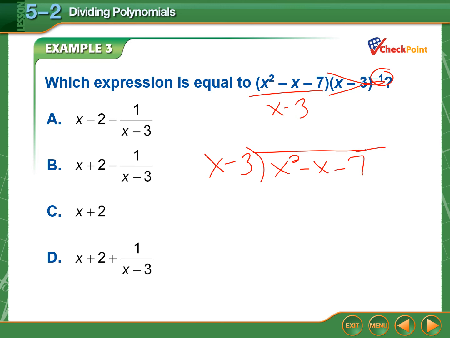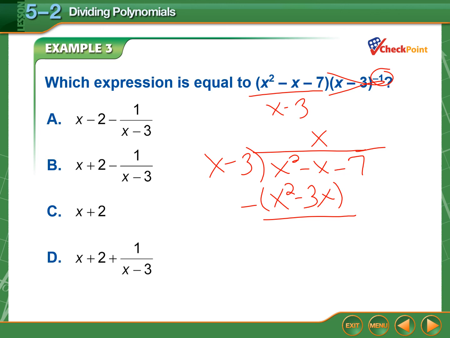So pause the video right here and you try it yourself. You should get a remainder. Let's see if you do. All right, so we're back. I'm going to do the problem. So x times what gives me x squared, and then I multiply back, minus 3x. Watch your minus signs. Watch those negatives.